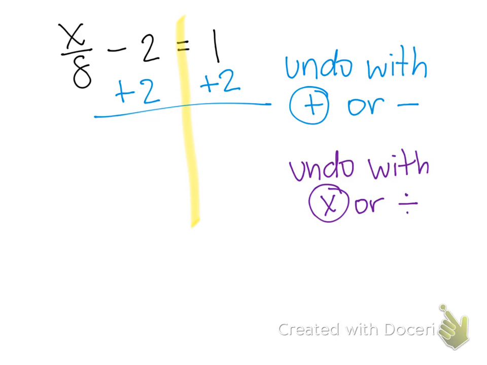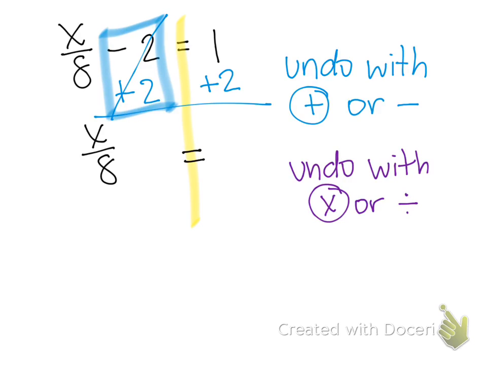If I have chosen the numbers correctly, I should end up with a box here that has 2 opposites that will cancel each other out. And I see that I have that. This will cancel out, leaving me with x divided by 8, equal sign in the middle, 1 plus 2 is 3.